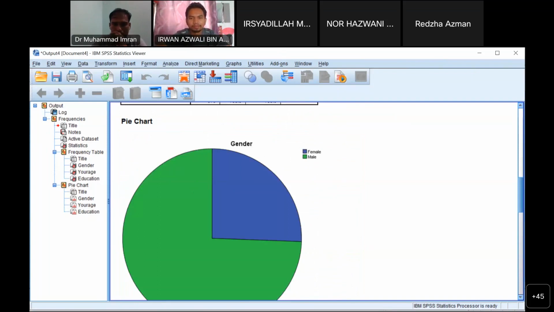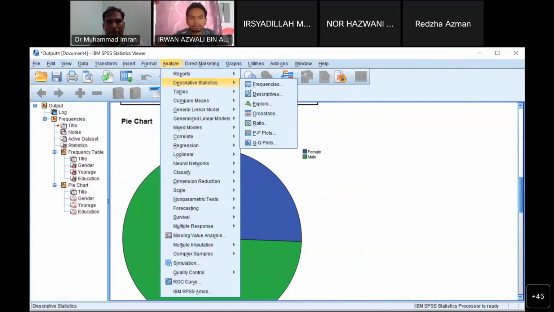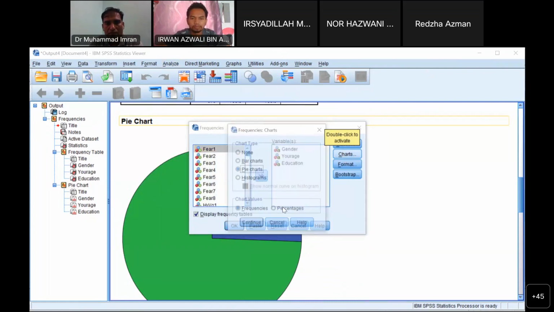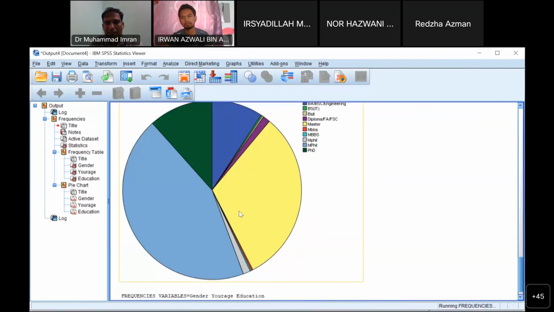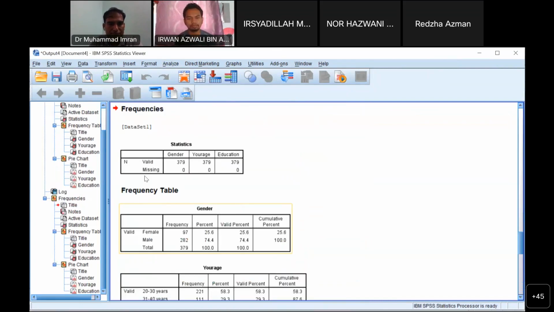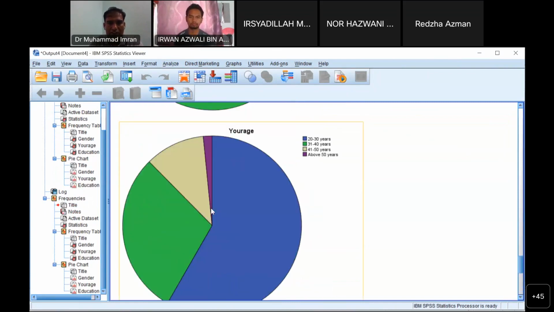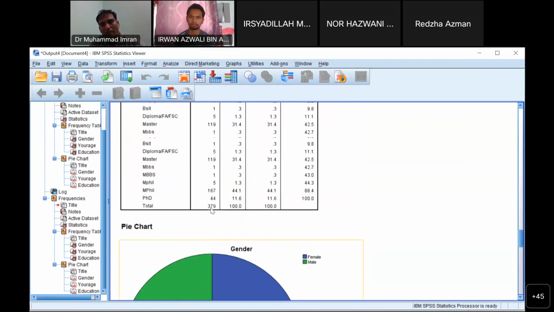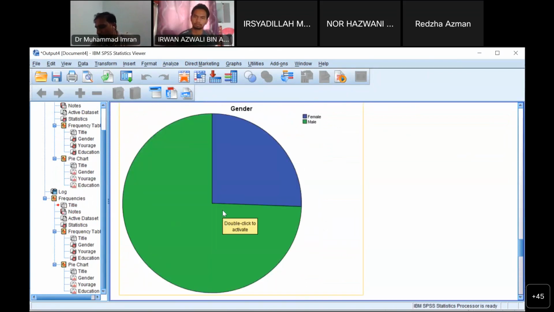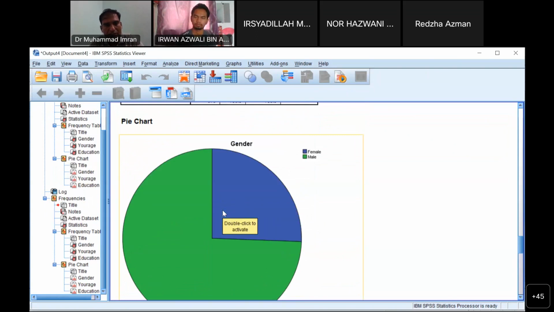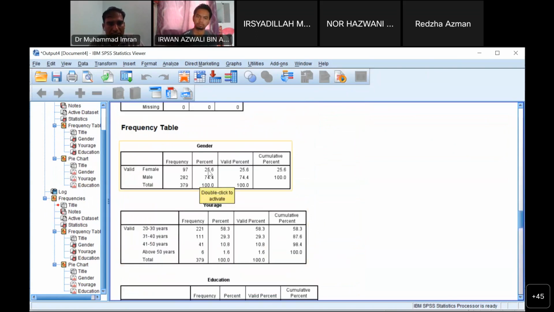Now we can move to one more thing. Wait. Descriptive frequencies, chart, and percentages only. Let's see, percentages only. It's giving cumulative percentage. Anyway, our main concern is this pie chart. If you want to present in your thesis, you can present it, and you can give its description from here. 25% are female, 74% are male.